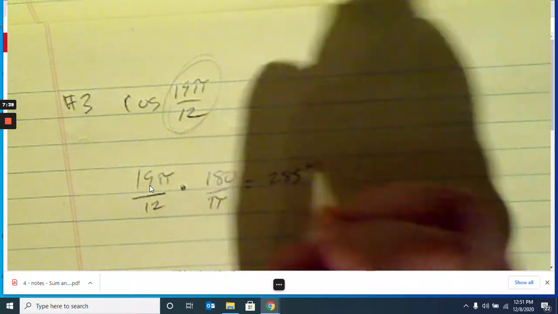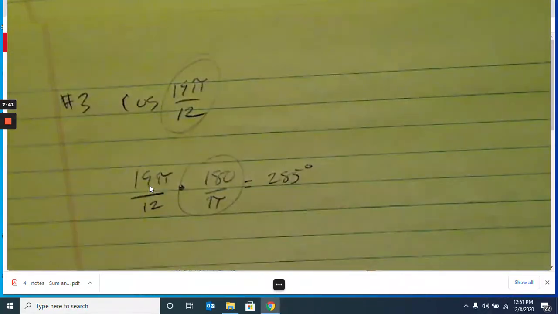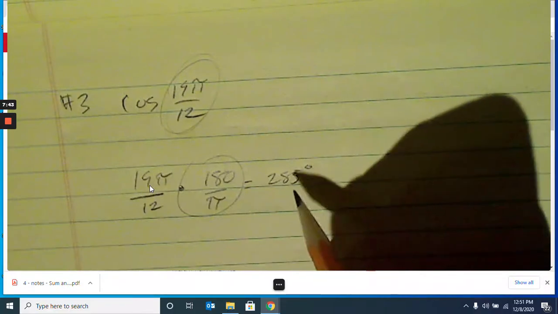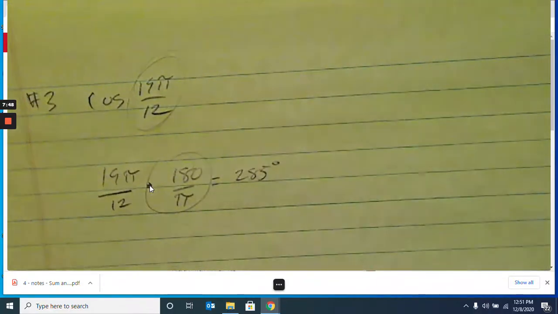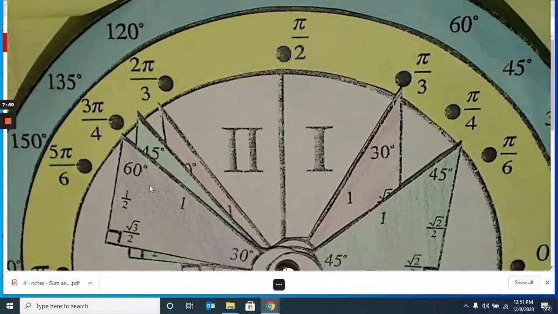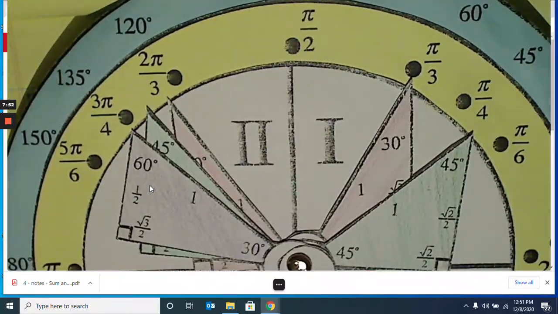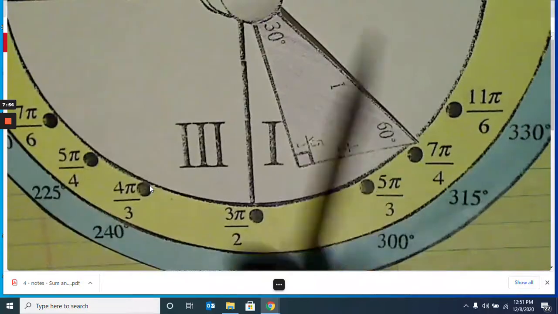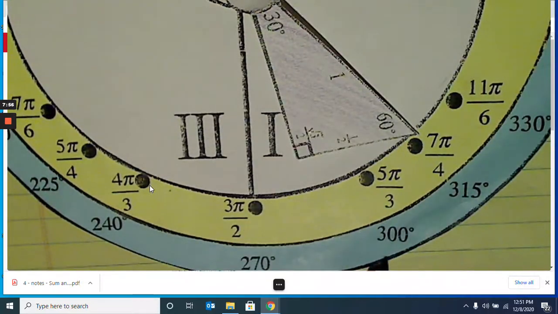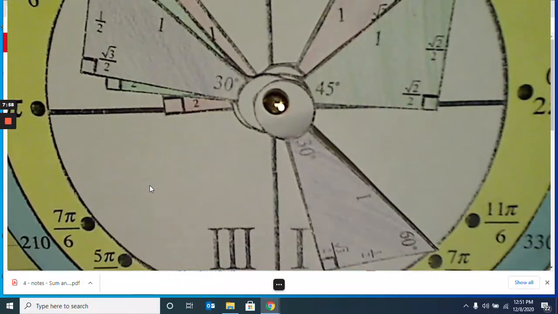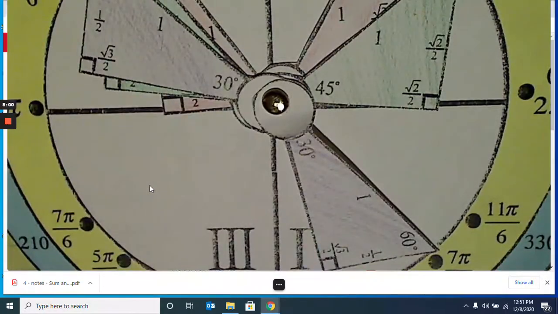So I get 285 degrees. Now the formula again is basically to multiply by 180 over pi to get into degrees. And the reason why that's important is because if I look at my degrees, I can figure out what would give me 285 degrees, because 285 obviously is not on here. It falls between 270 and 300. But is there a way to get 285 by adding two other angles together, or in some cases subtracting?